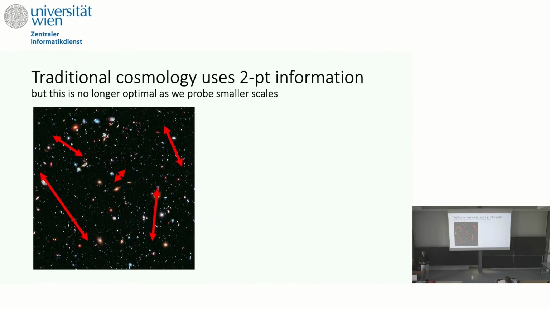The aim of the game in cosmology is you have some data, often in the form of a map, and you want to extract cosmological information. Traditionally, people have used the two-point correlation function or the power spectrum, but as we probe smaller and smaller scales and higher resolution telescopes come into play, that doesn't give us all the information. And so people have looked into using higher order statistics.